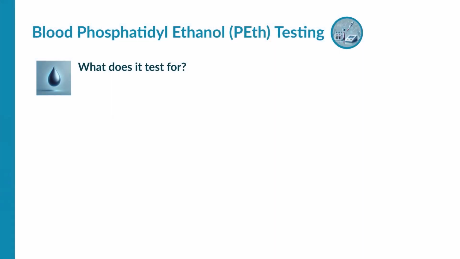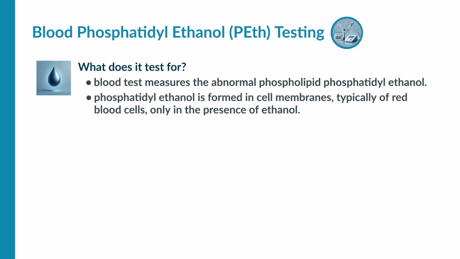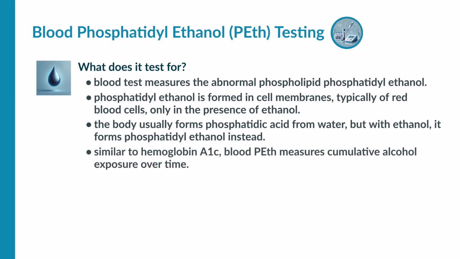The final or third test we'll discuss is blood phosphatidyl ethanol testing. Now, what this specifically tests for is a blood test that measures the abnormal phospholipid phosphatidyl ethanol. Phosphatidyl ethanol is formed in cell membranes, typically of red blood cells, only in the presence of ethanol. Typically, the body uses water to form phosphatidic acid, but in the presence of ethanol, the body will actually form this phosphatidyl ethanol instead. Similar to hemoglobin A1C, blood phosphatidyl ethanol measures cumulative alcohol exposure over time.